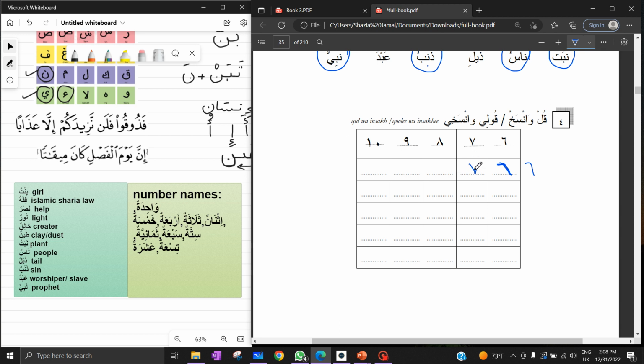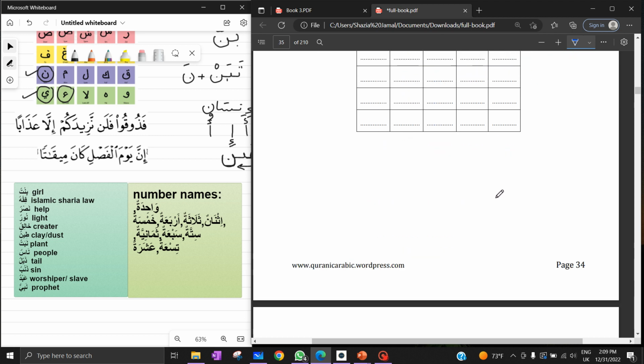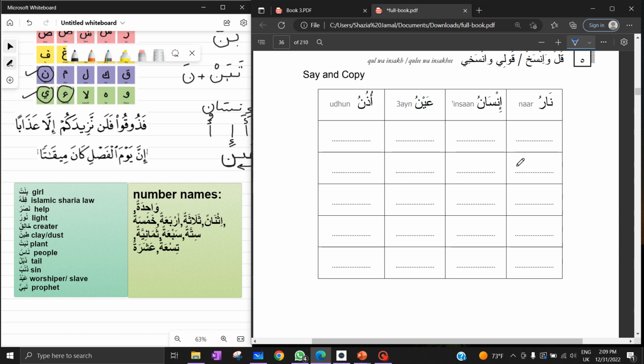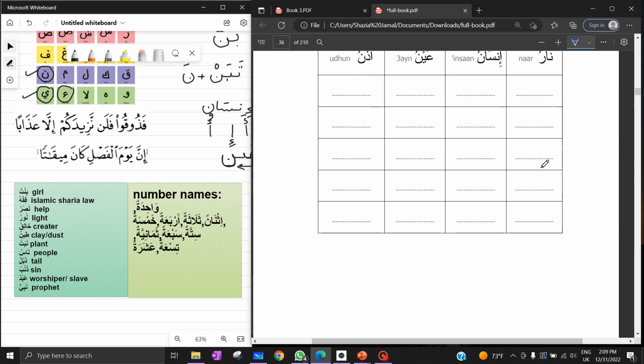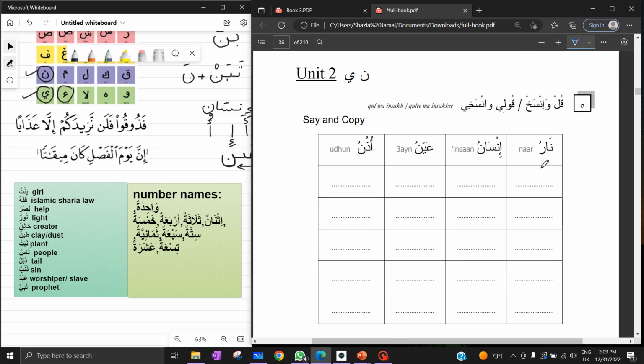And this is Saba. And how do you write Samania? Samania is just the inverted V. Tisa and Ashara. This is how you write numbers. You can complete it on your own. Then we come to the last exercise on noon. How to write these words: Nar, insan, ain, and udhun. So, qul wa insakh means say and write.